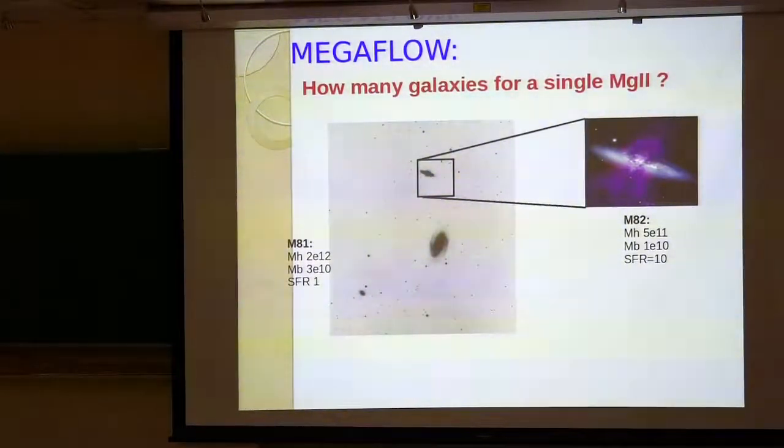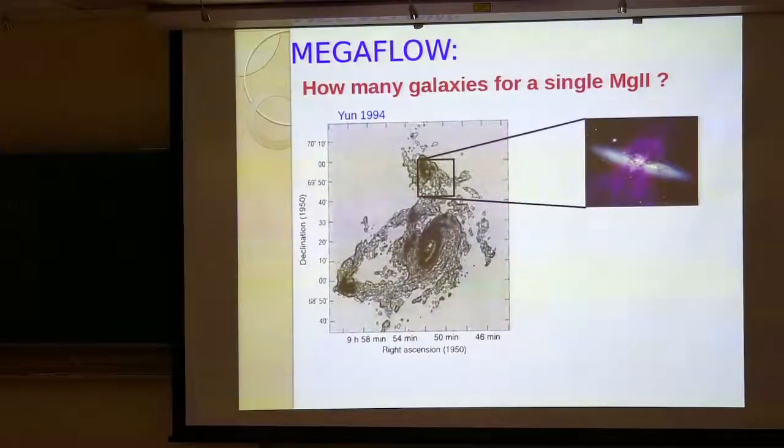Okay, so let's go back to the question I raised at the beginning. How many galaxies do we have now for a single absorption? Imagine you have a sightline going through a system like this. This is the ME1, ME2 group. It's messy. And then what do you see with MUSE? With the sensitivity we have, we surely should be able to detect ME2 and ME1, which has information in the screen.